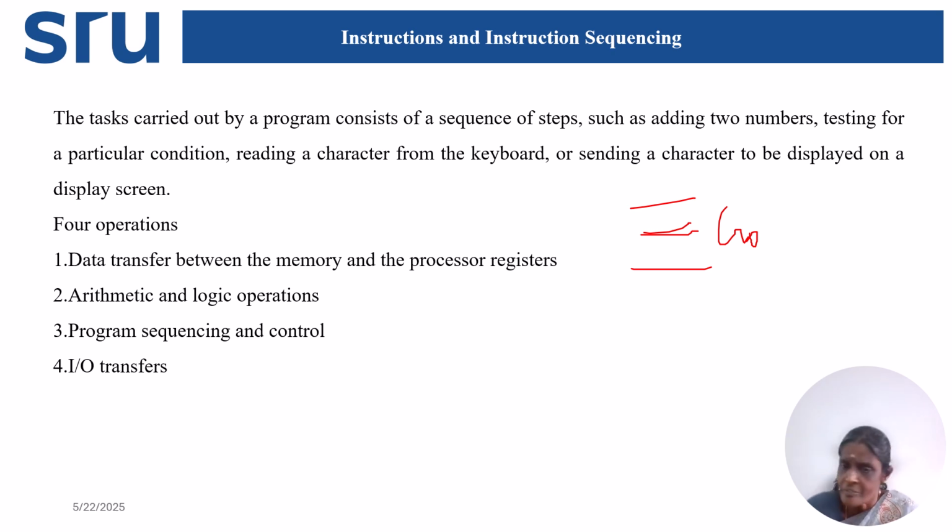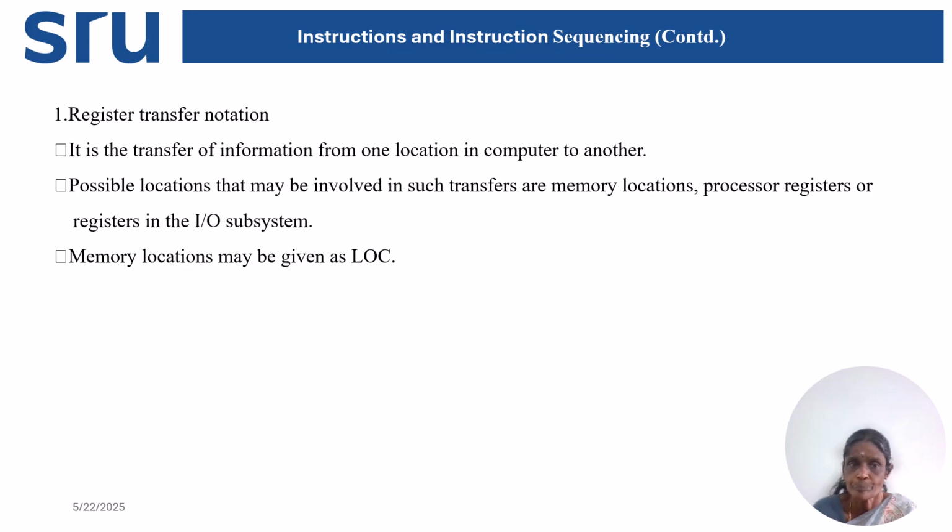And then definitely the control is to be transferred. That is why both are coming in the same sentence, program sequencing and control. And then IO transfer. IO means input output. So input means going into the processor, output means coming out from the processor.